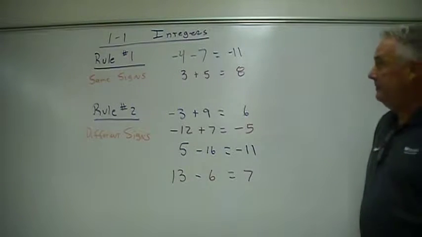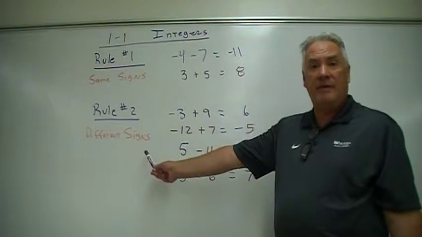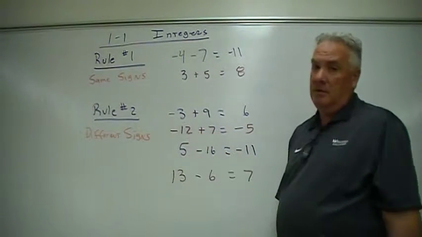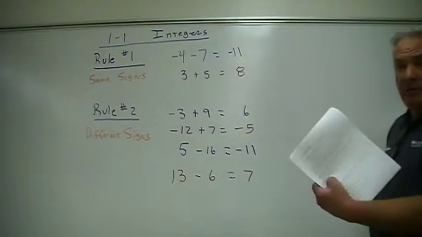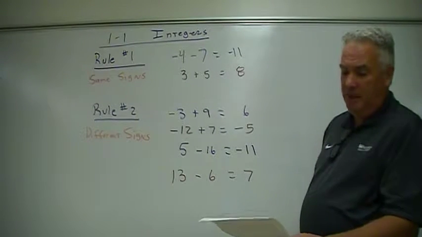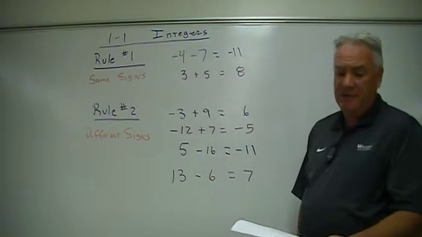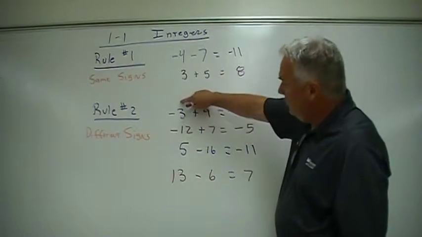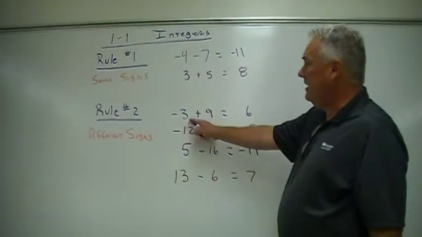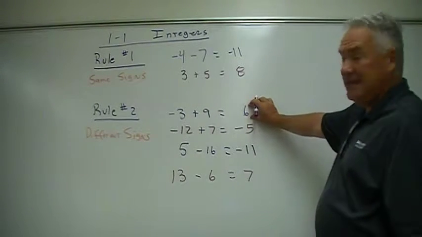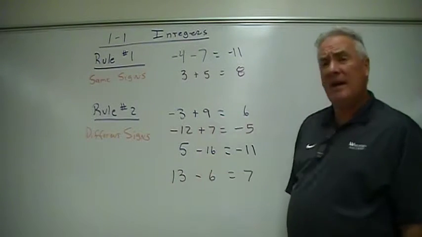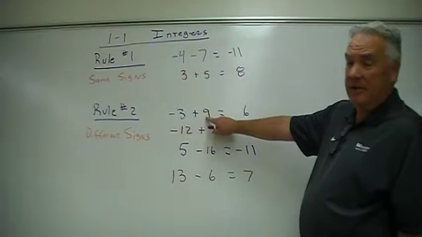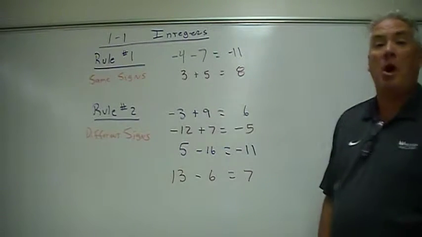That's rule number 1. Rule number 2 is when we have different signs. -3, +9. The signs are different. What do we do? Rule number 2 on your paper says if the signs are different, find the difference of the numerals, use the sign of the greater. -3 plus 9. The numeral is 3, the numeral is 9. What's the difference between 3 and 9? It's 6. What's the sign of the larger numeral? 9 is bigger than 3. There's a plus sign with 9, so it's +6.